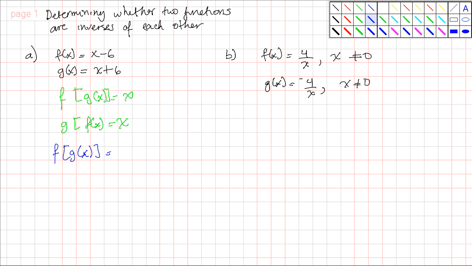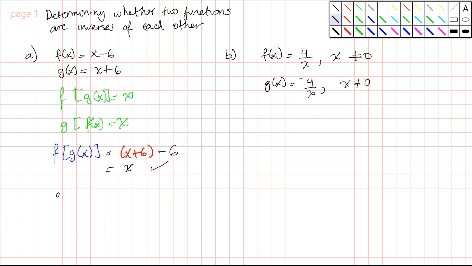So f of x equals x minus 6. So wherever we see x, we have to put in x plus 6. So I'm going to choose a different color just to show that. So we have x plus 6 minus 6. When we simplify, we are left with x. So these two functions satisfy our first condition.